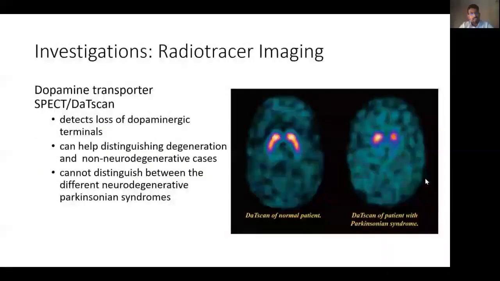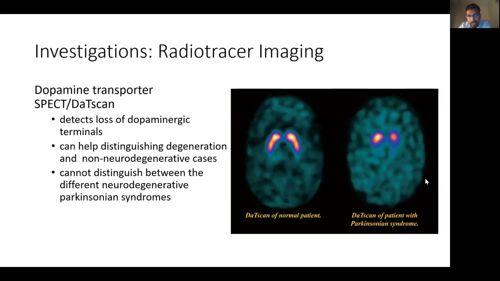Very popular is the DaT scan. It is actually a form of SPECT scan when you use radioactive iodine. What it shows is the loss of dopaminergic terminals. The cells are actually in the substantia nigra in the midbrain, but the terminal is here. The axon ends in some places in the basal ganglia.